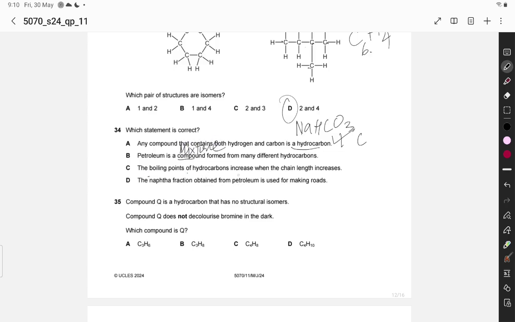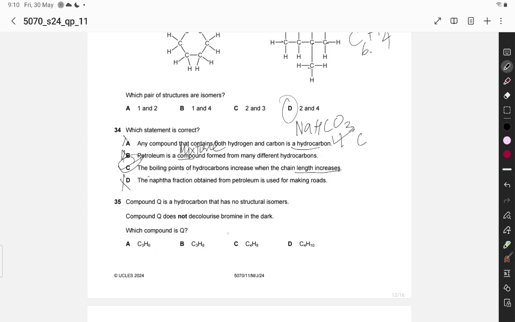The boiling point of hydrocarbons increases when the chain length increases. It is correct. When chain length increases, the number of carbon atoms increases, intermolecular forces increase, so that's why the boiling point also increases. The naphtha fraction obtained from petroleum is used for making roads, so this is incorrect. C option is correct.